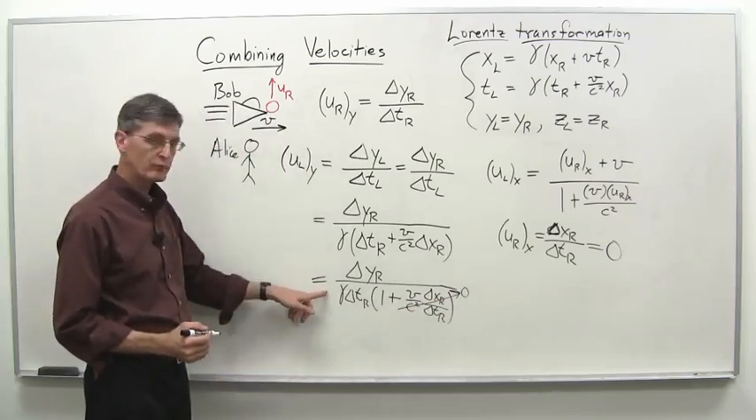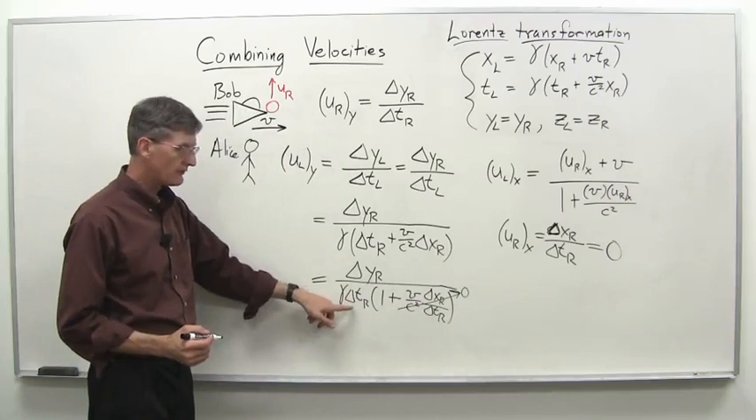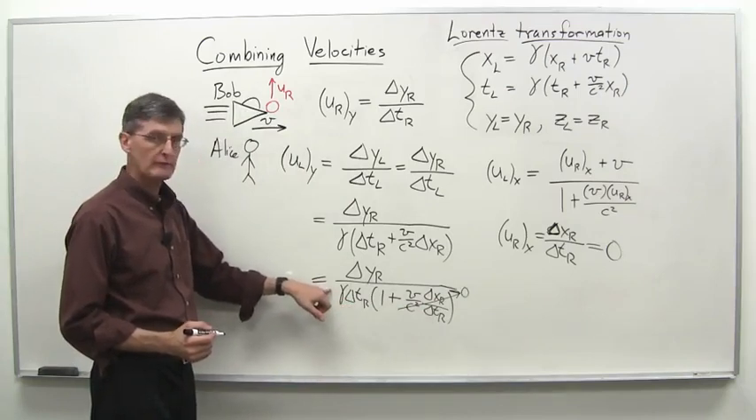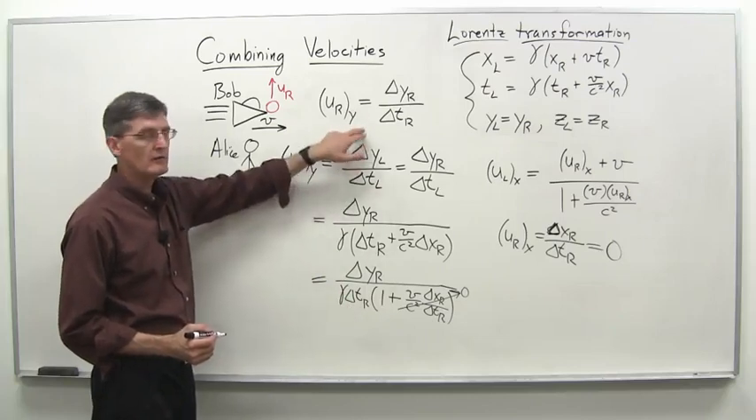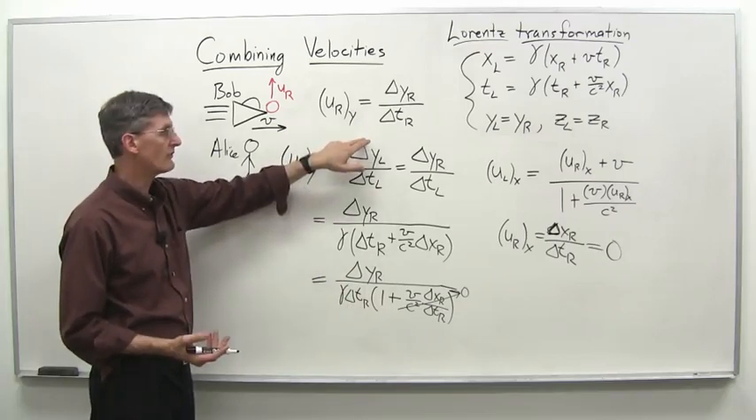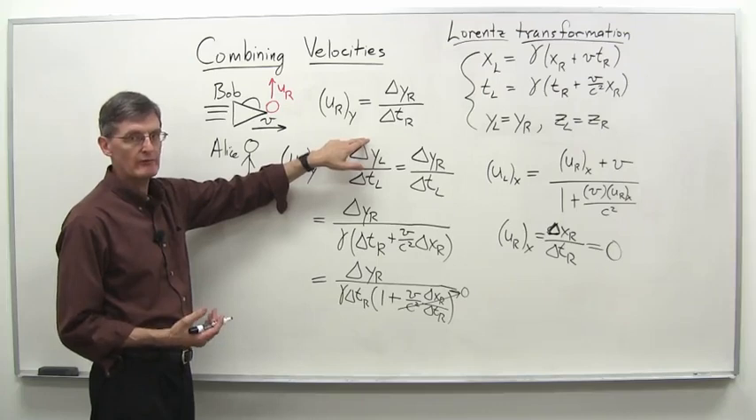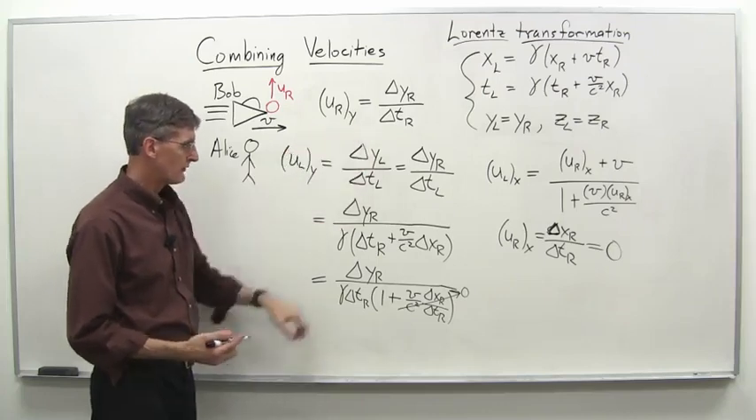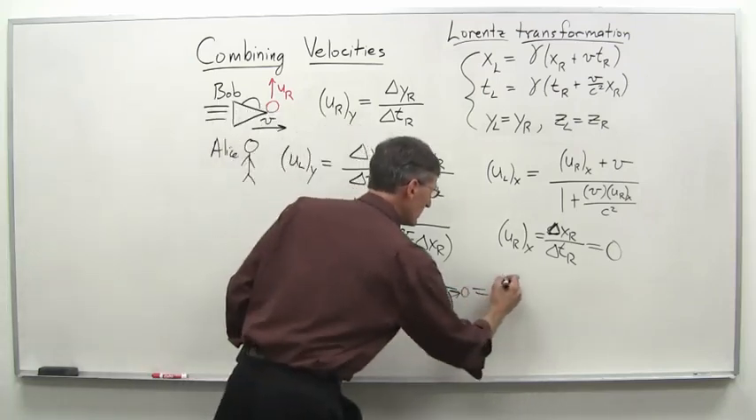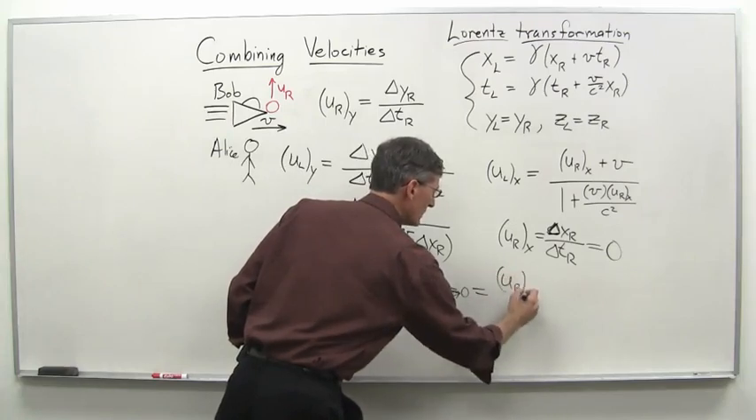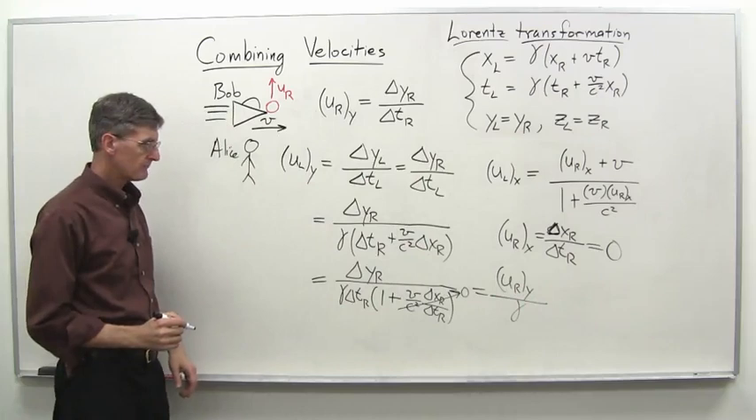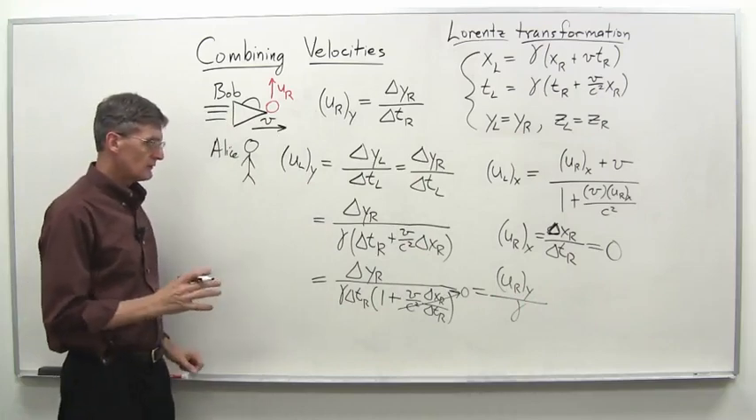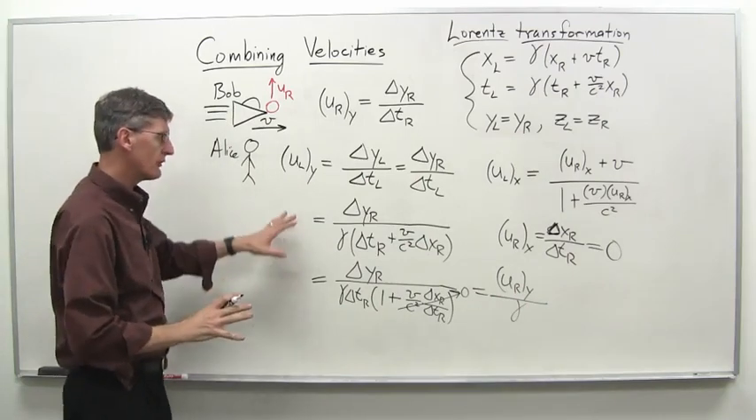And look at what we're left with here. Delta y sub r divided by delta t sub r, and also divided by gamma. Delta y sub r divided by delta t sub r, that's the velocity in the y direction for Bob in the rocket frame, u sub ry. So this simply becomes u sub ry divided by gamma.